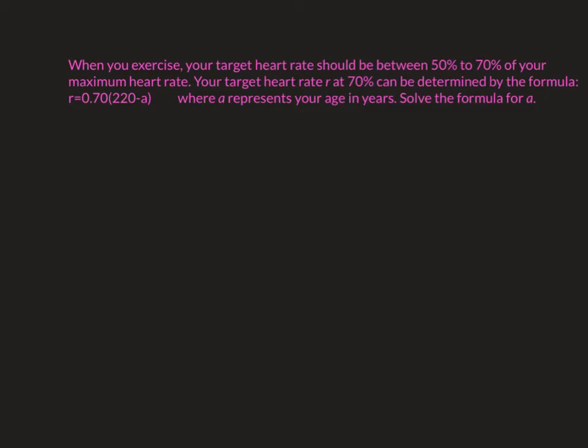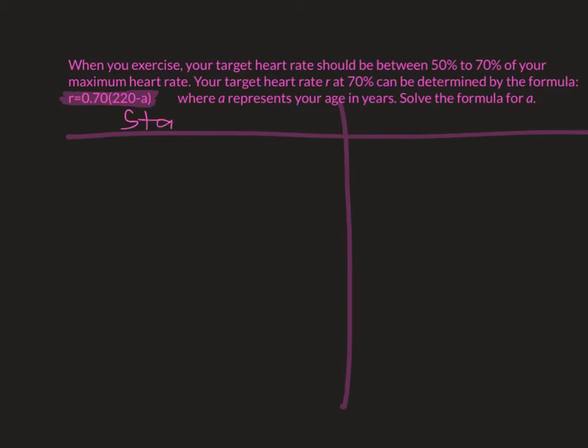When you exercise, your target heart rate should be between 50 to 70% of your maximum heart rate. Your target heart rate R at 70% can be determined by the formula R equals 0.70 times the quantity 220 minus A, where A represents your age in years. Solve the formula for A. So again, the word given is not here. The word prove is not here. But we can easily see what we are given and what we're being asked to prove.